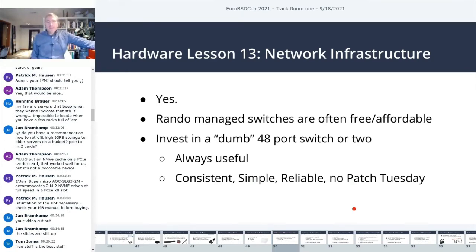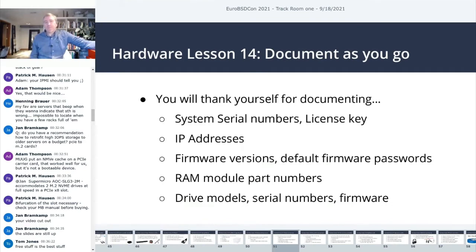But I've found that just big old ports all across the front, 48-port dumb switches are always useful. Even if you're getting the fancy switches, have the dumb ones just because it's consistent. There's no Patch Tuesday for them. Great in a lab, you'll thank yourself. And I watch for prices to drop on those. For under $100, you can generally get a decent 48-port switch. That's my opinion.